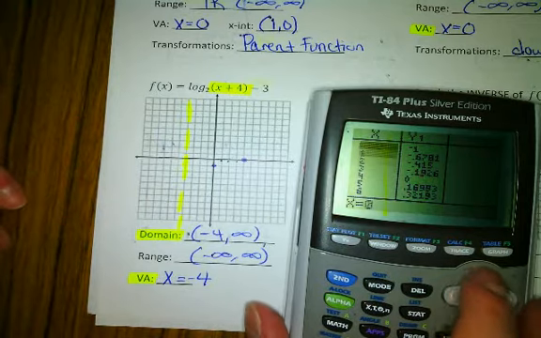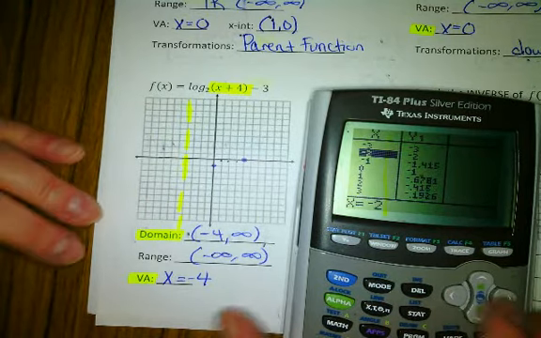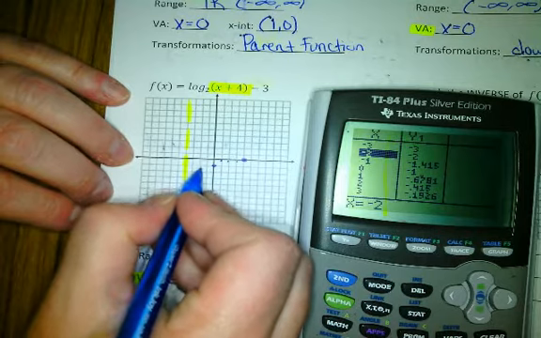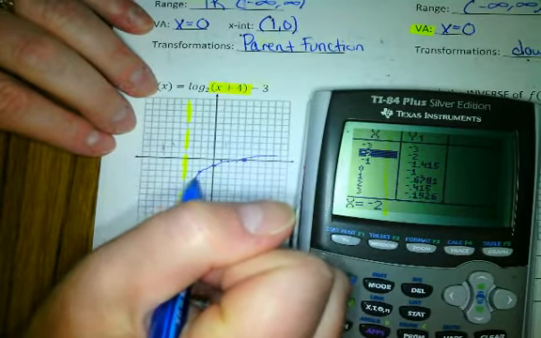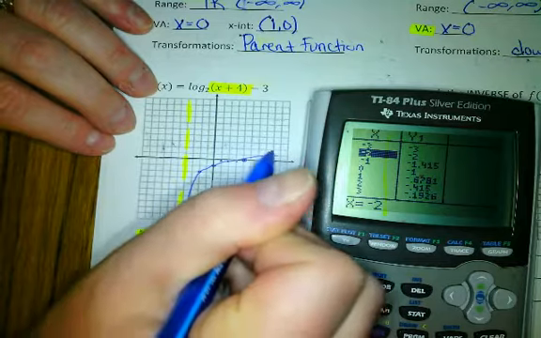And let me see if I can maybe get one more nice point. So -2, -2. And then I'm just going to draw my curve and make sure it approaches that asymptote. Okay, so again, just getting points.